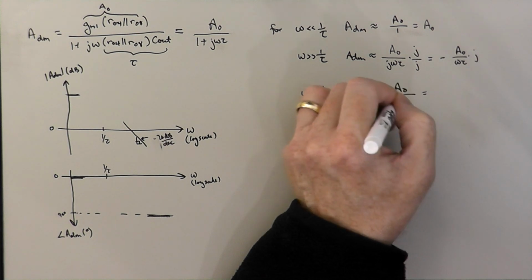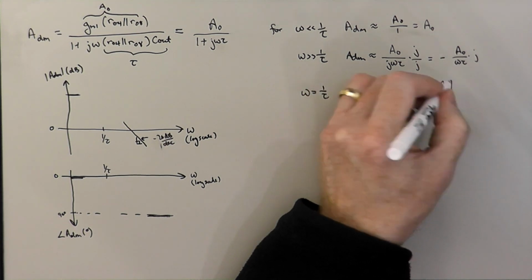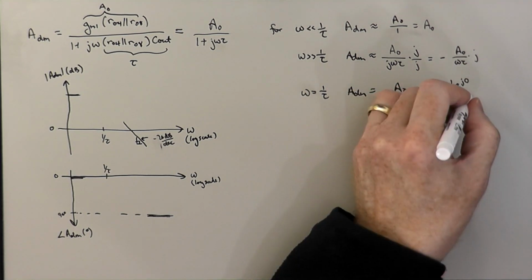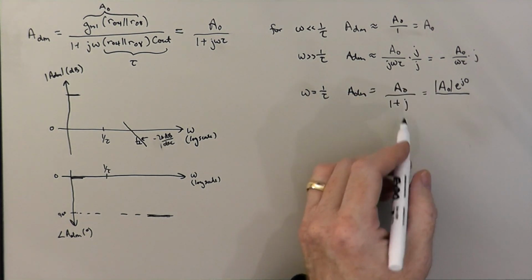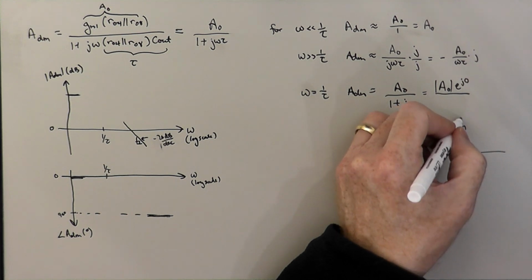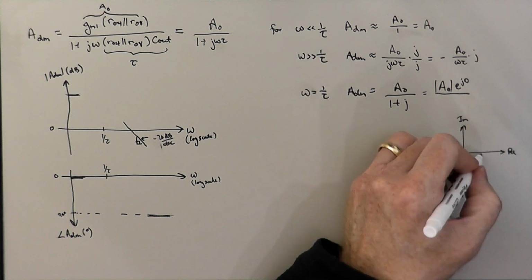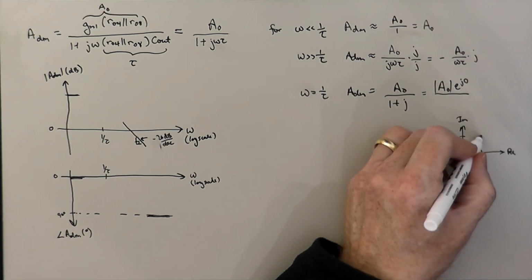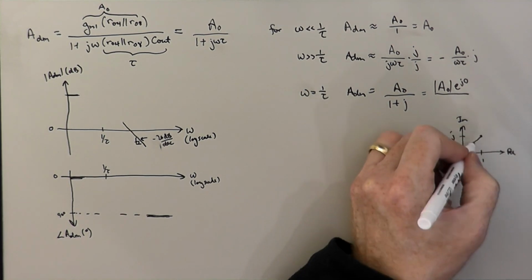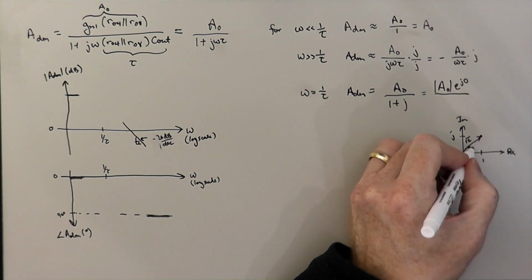We can write these two numbers in polar form, if we like, as the magnitude of A0 times e to the j0 divided by, well, 1 plus j is, so this is the imaginary axis, and this is the real axis, 1 plus j, so this is magnitude of root 2, an angle of 45 degrees.